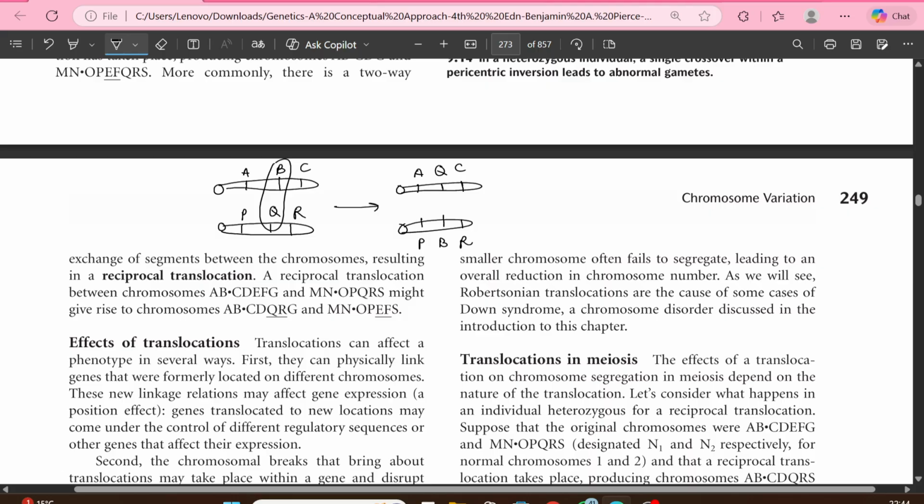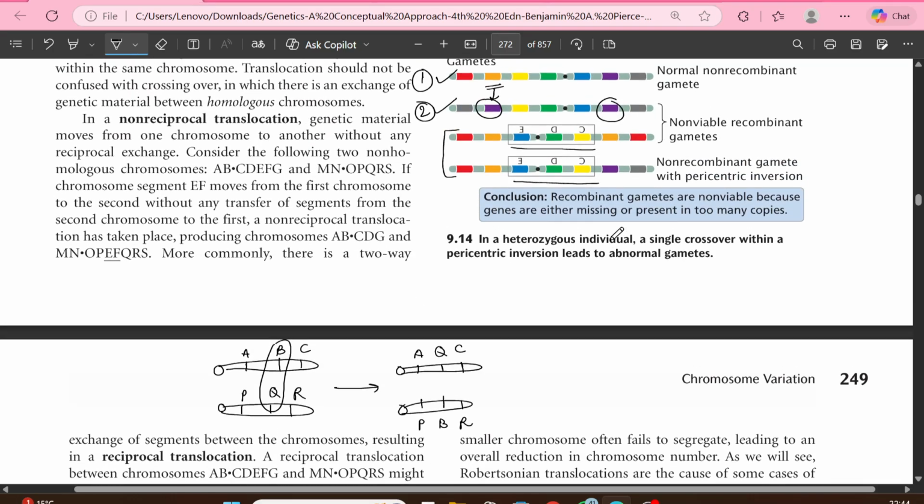Now the translocations can be of two types, one of them being the reciprocal translocation and one of them being the Robertsonian translocation. So what happens in the reciprocal translocation?